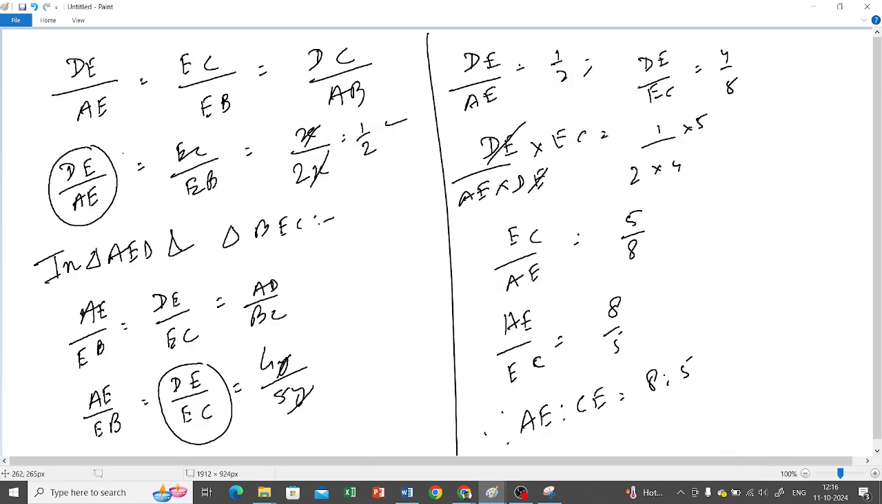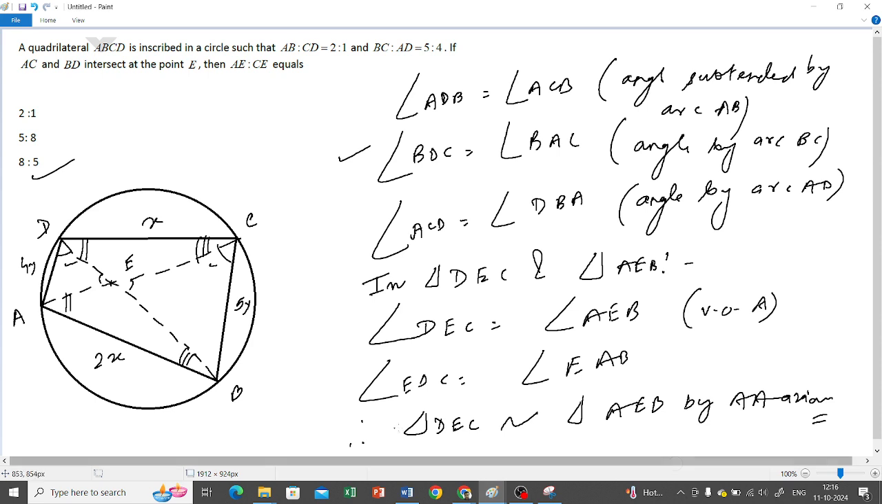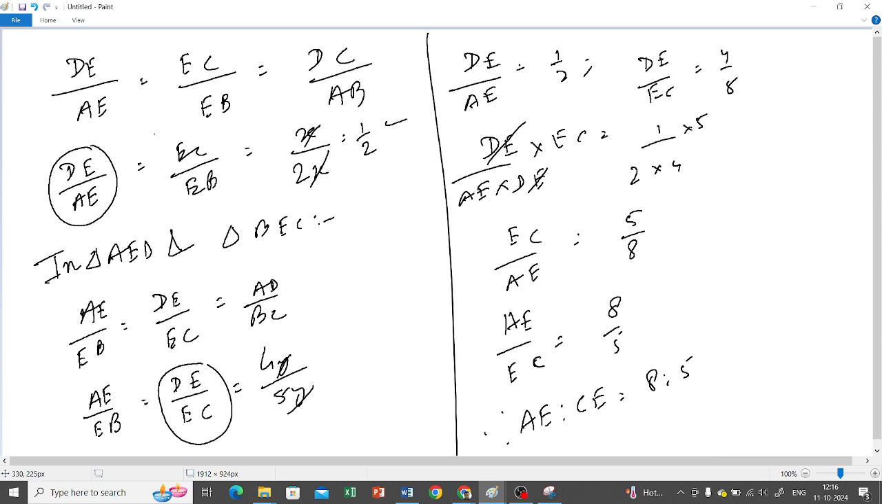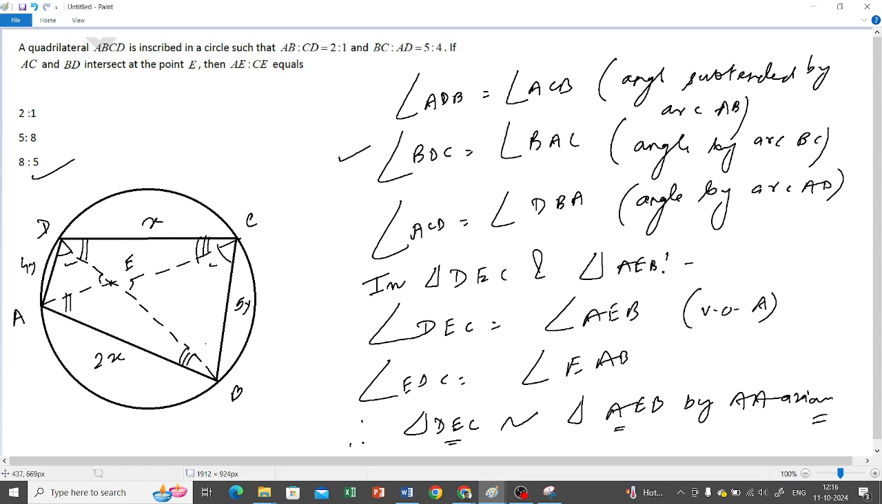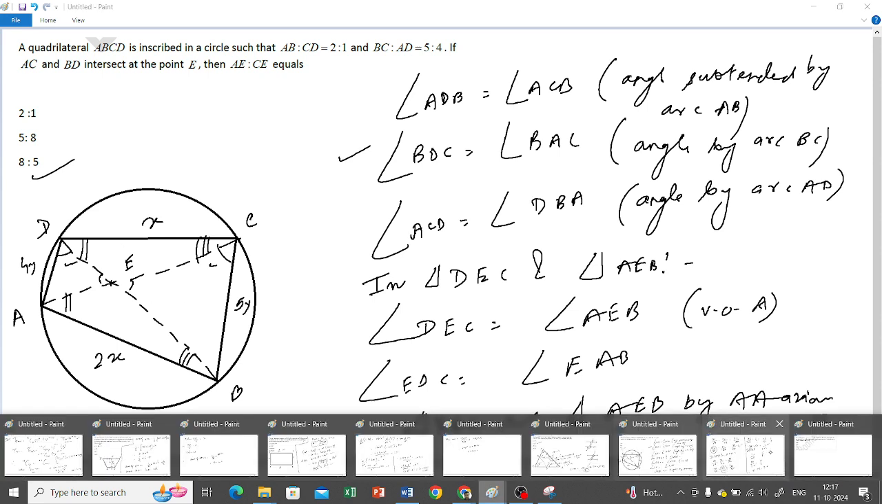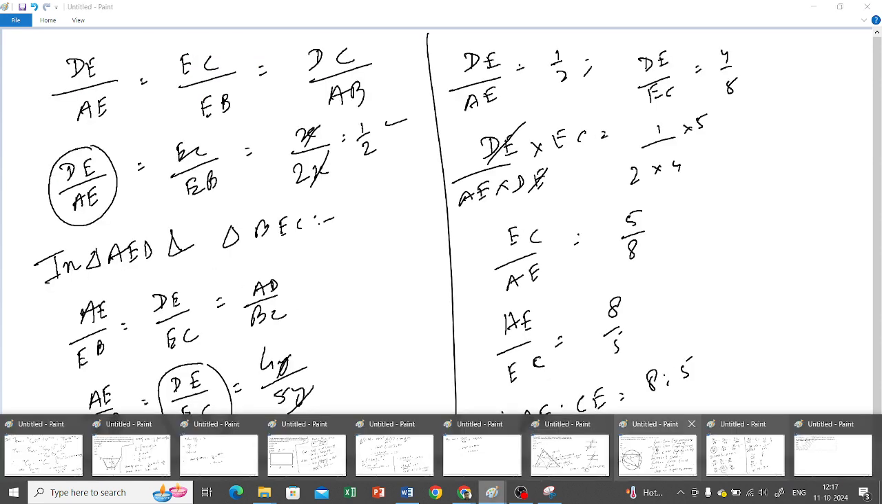So that means what? DE by AE. এবার দেখো corresponding sides গুলো কি করে বার করছি? DE by AE is equal to EC by EB is equal to DC by AB. Now we don't know the value of DE by AE, we don't know the value of EC by EB. Okay, but we know the value of DC by AB. What is DC? DC is x, and what is AB? AB is 2x. If we simplify, I'm getting half. Now see in triangle AED and BEC.